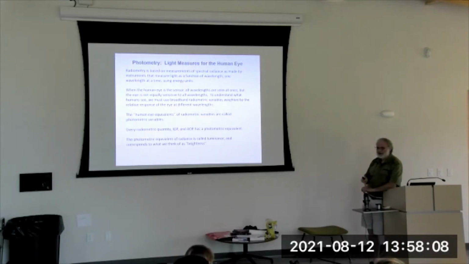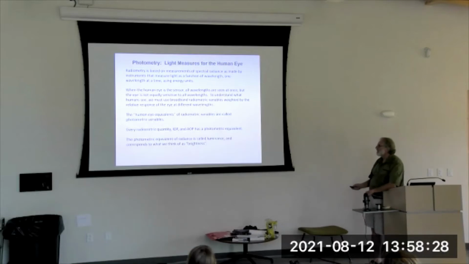Every radiometric quantity, like a radiance or an irradiance, has its photometric equivalent. The IOPs have their photometric equivalents, and reflectances and so on. For example, the photometric equivalent of radiance is called luminance, and that corresponds to what we think of as brightness.